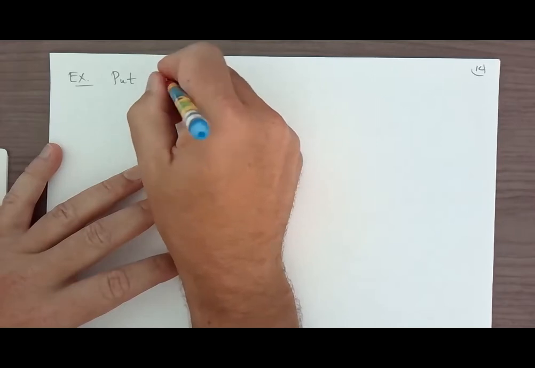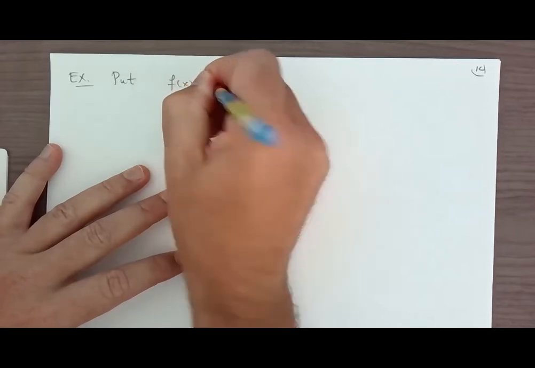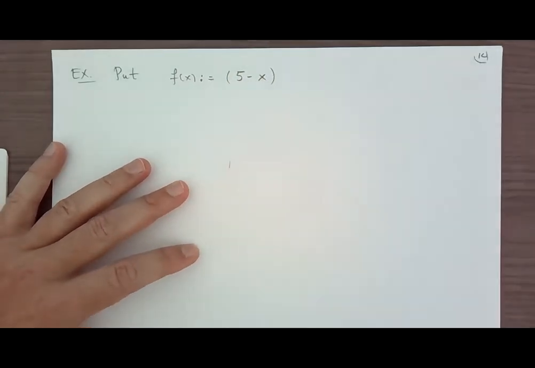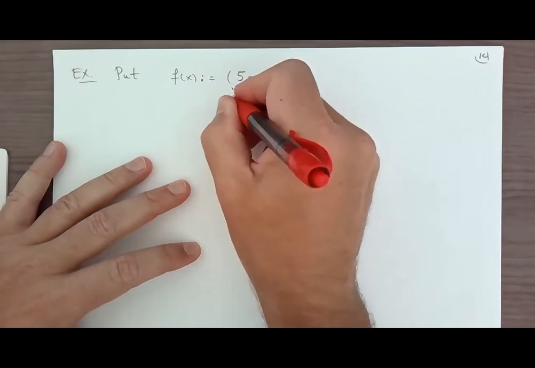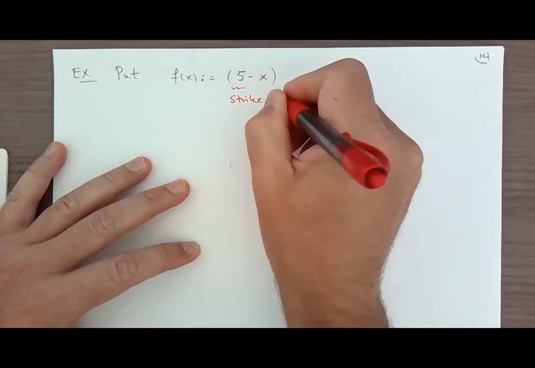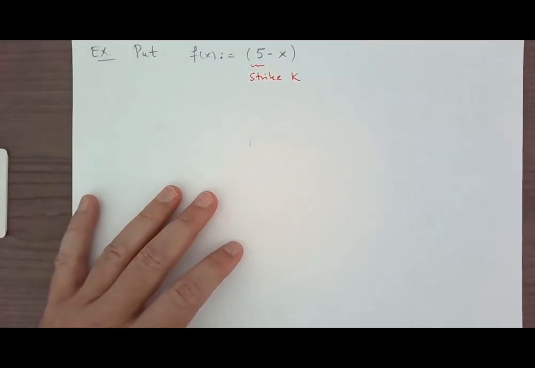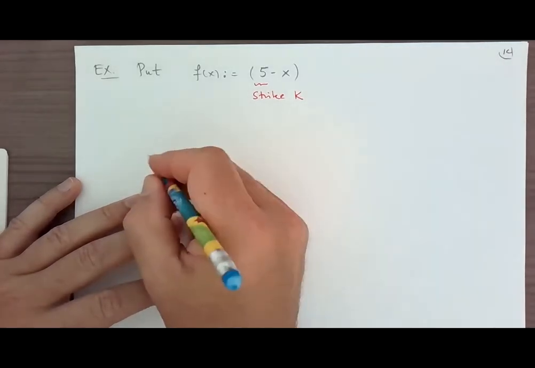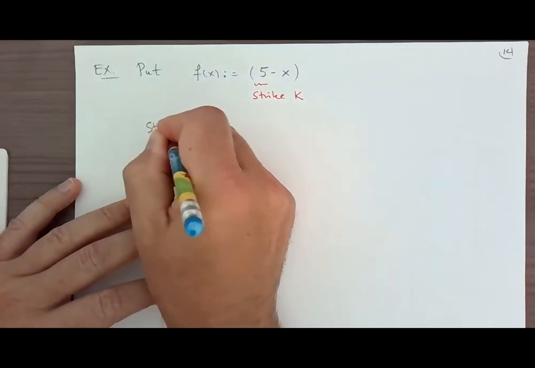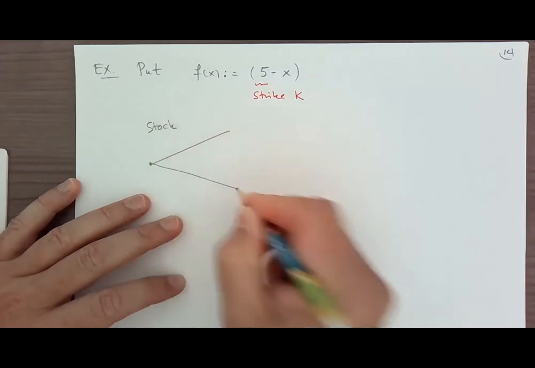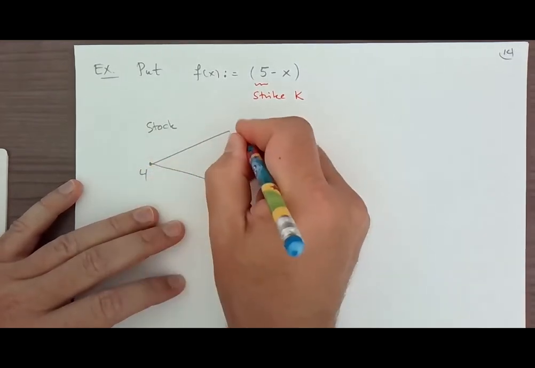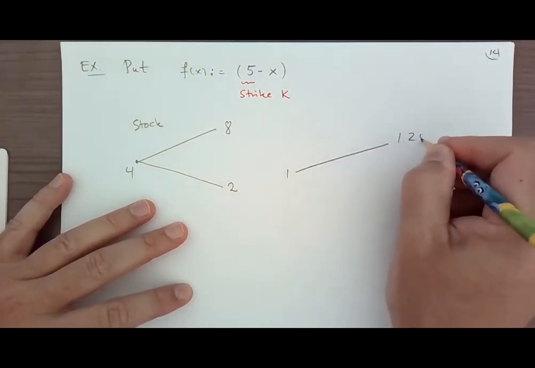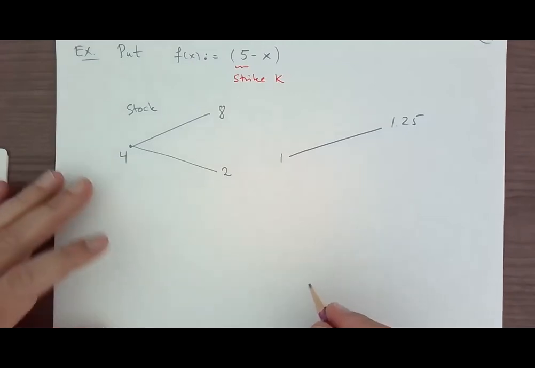So here the payoff function is f of x. This is 5 minus x. So again, here's the strike. This is strike K. So we're going to look at the same setup as before, right? We had the stock. It started out with 4, it would go up to 8, down to 2. We had the bank, it would go from 1 to 1.25. And now we're interested in the put.